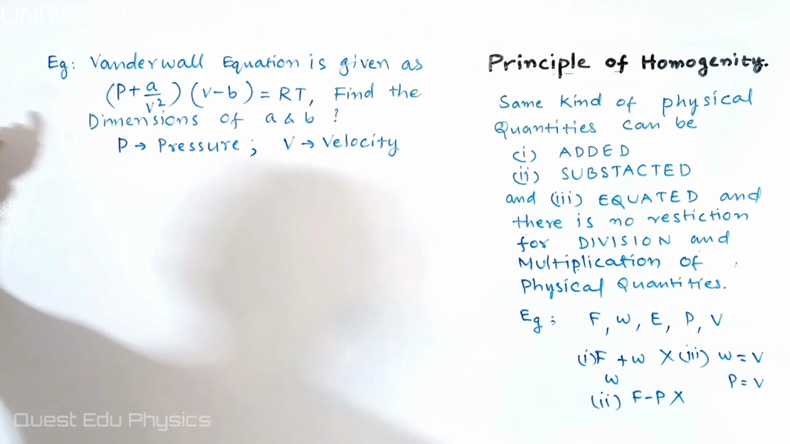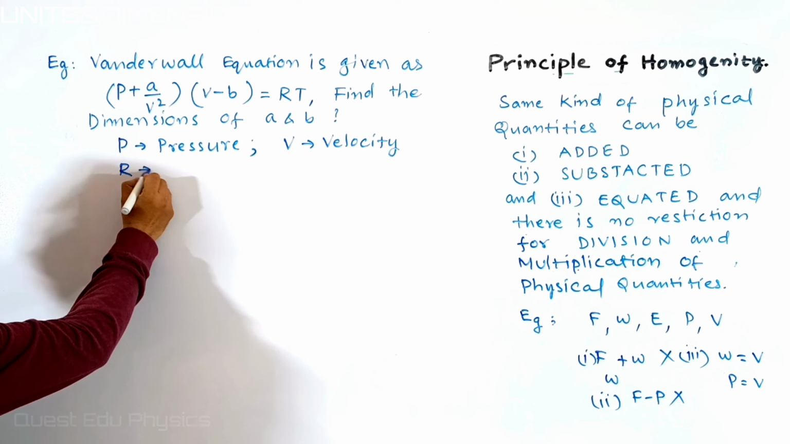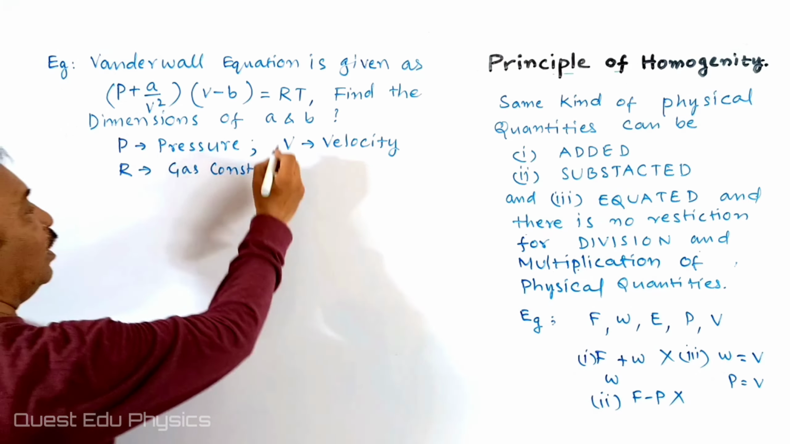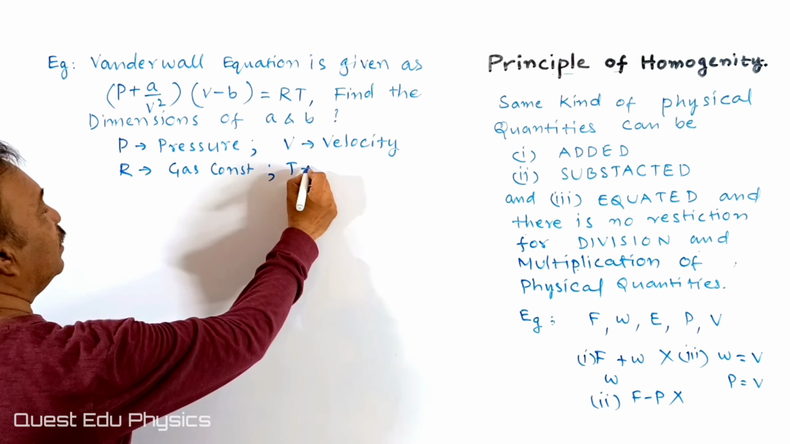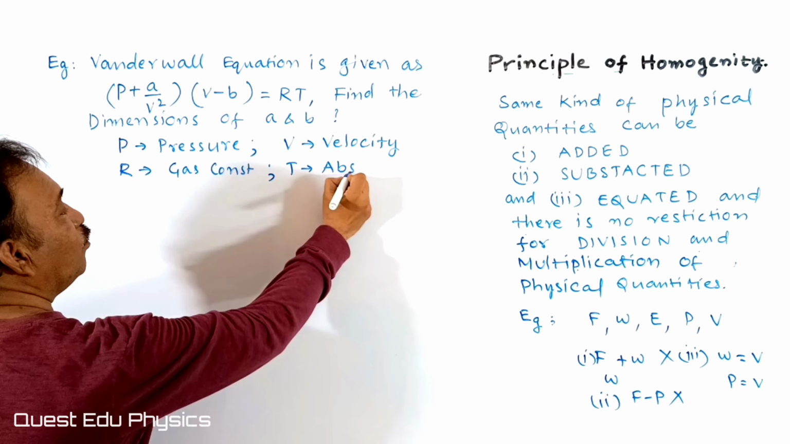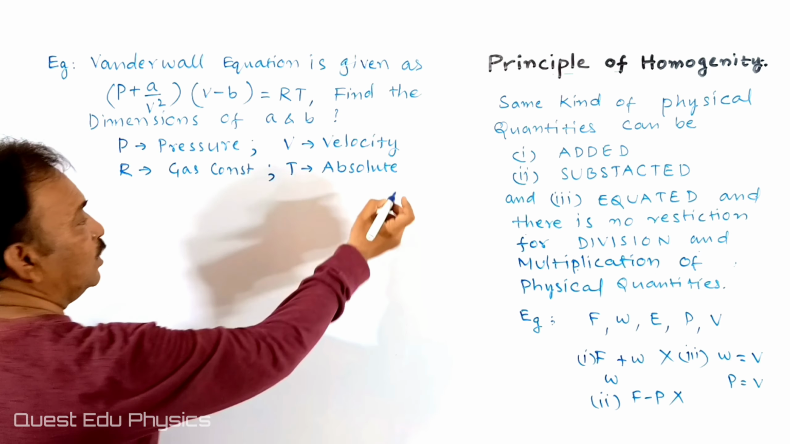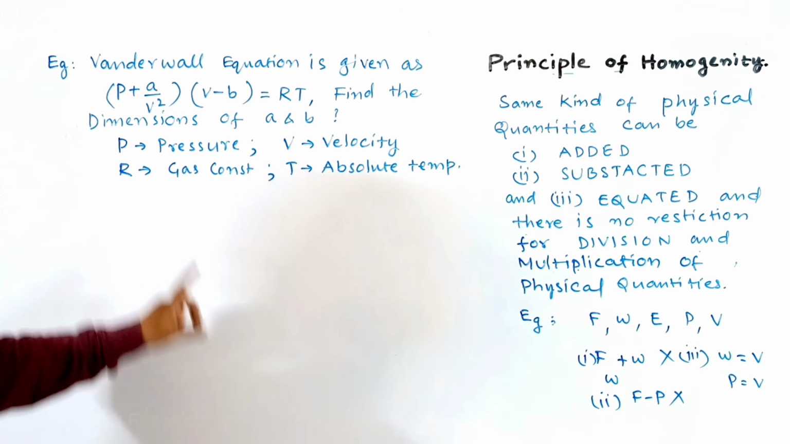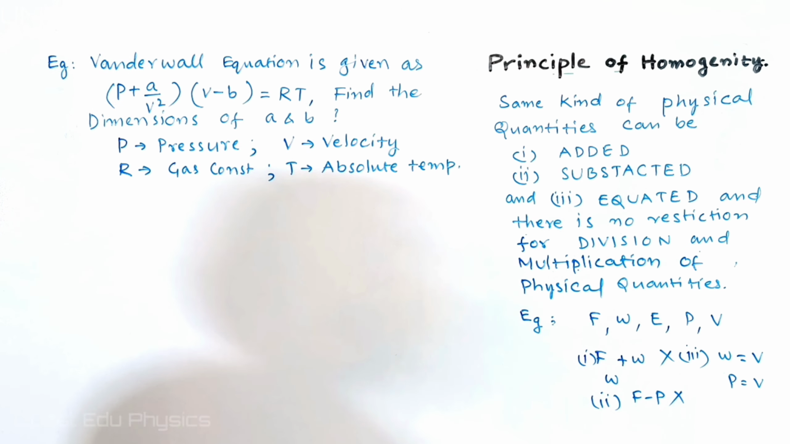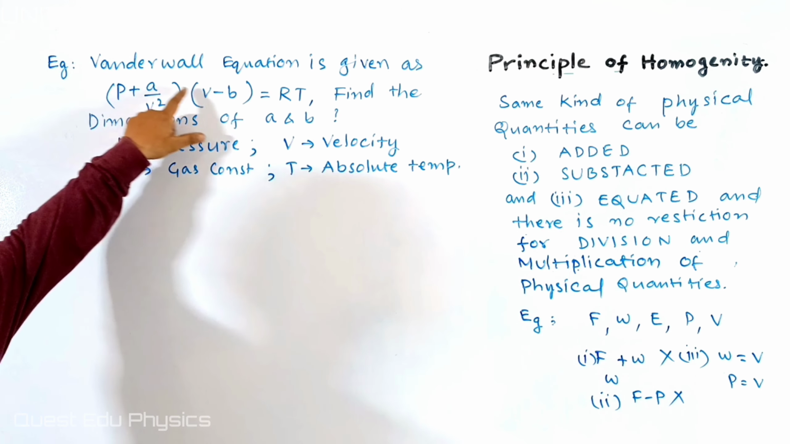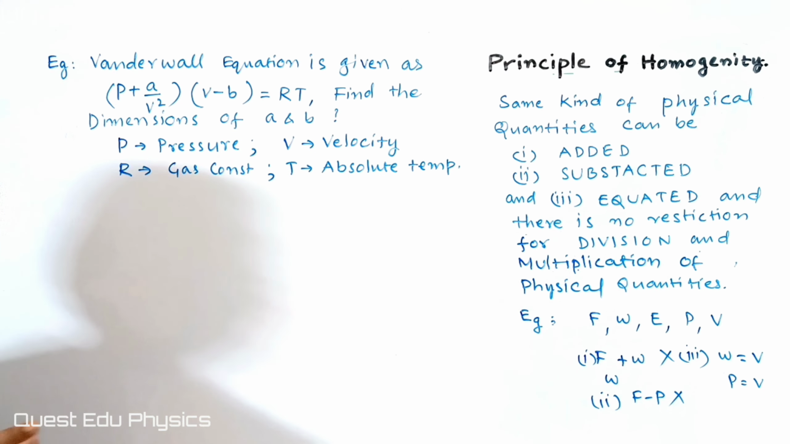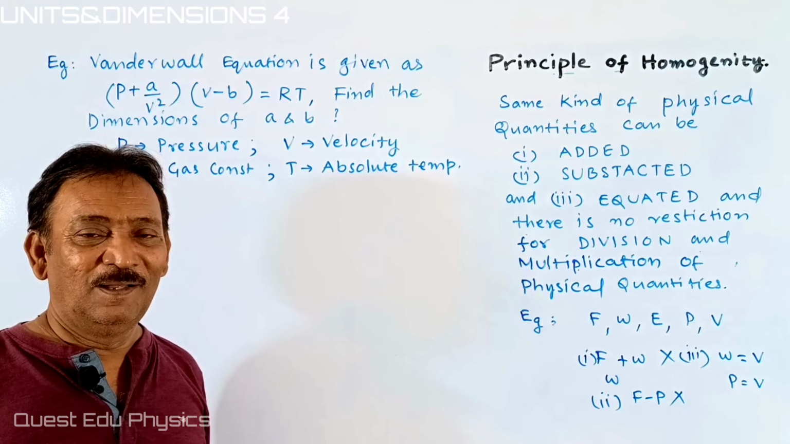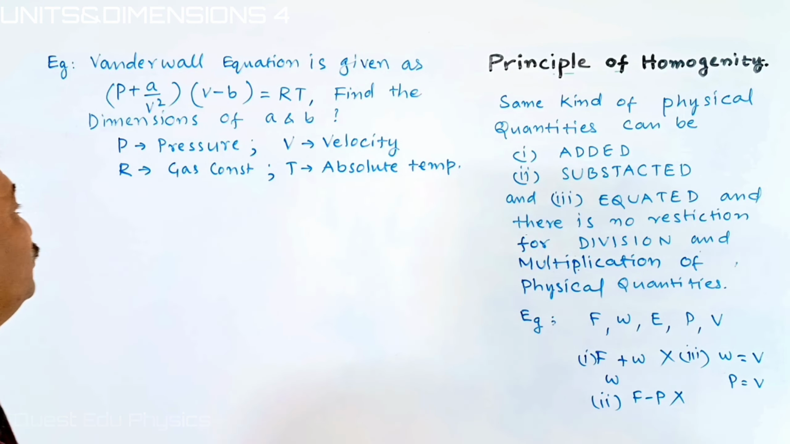And R, you know that it is the gas constant. And T is absolute temperature. These are the physical quantities involved in this van der Waals equation. And he is asking us to find the dimensions of A and B. Okay, students, I told you only the same kind of physical quantities can be added or subtracted or equated.